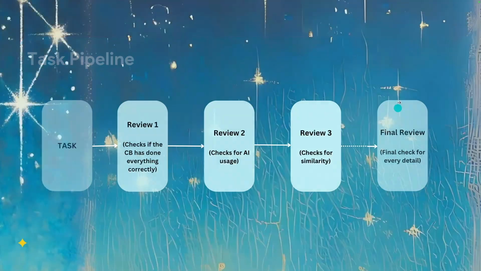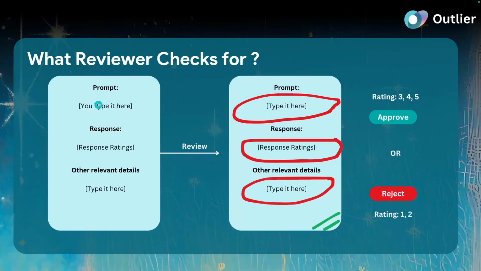In a typical task, you will have to write a prompt, rate some responses, and fill out any other dimensions that are required by the project. Whenever a reviewer is reviewing your task, they will check if your task follows the proper guidelines, if it matches the requirements of the project, and if the ratings that you have given are correct. Finally, they will check the correctness of the other details you have provided. Based on how your task is, they can either approve or reject the task.